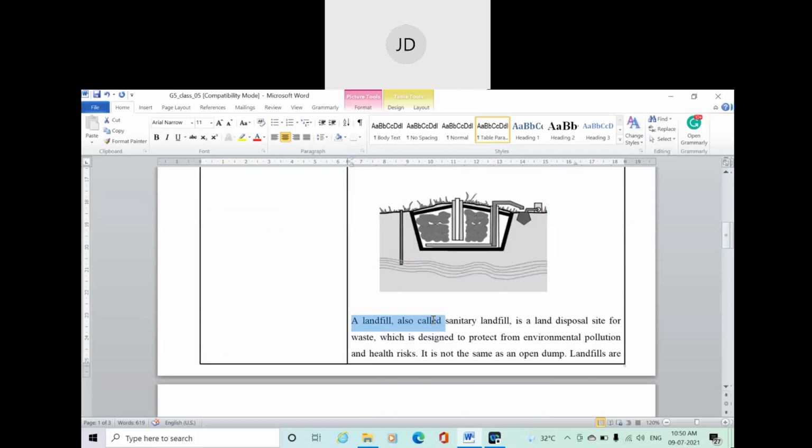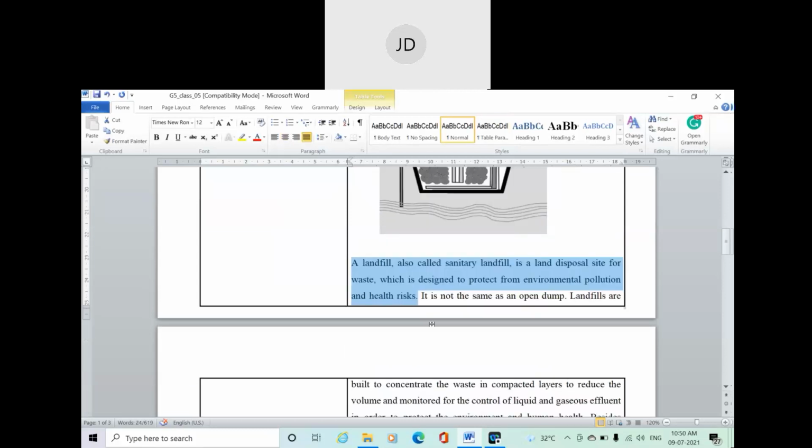This particular landfill is also known by another term, sanitary landfill. It is a land disposal site for waste which is designed to protect from environmental pollution and health risks. It is not the same as an open dump. I told you a particular waste can be disposed above the ground or beneath the ground. If it is disposed above the ground, it is usually known as an open dump, and if it is below the ground, it is known as a landfill.